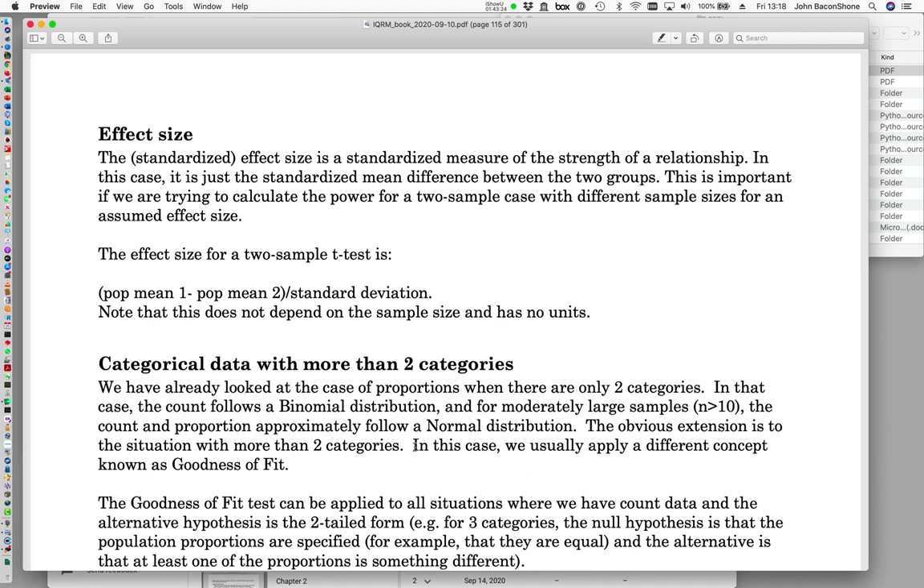Right? So if the effect size is large, we will not need a very big sample. If the effect size is small, we're going to need a big sample to be able to detect a difference. Okay? So effect size is a more general concept, which is often used in power calculations. I'm just showing it to you for this situation because it's relatively simple and straightforward in this case of a 2 sample t-test.